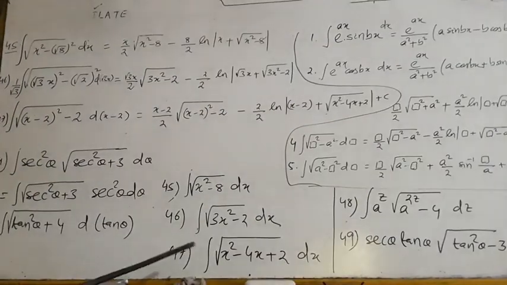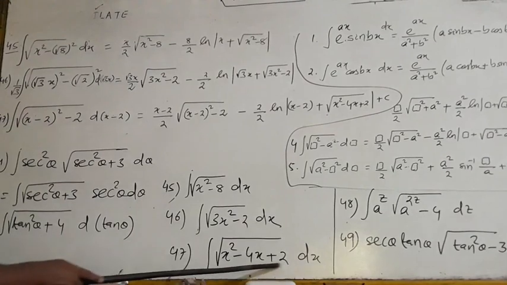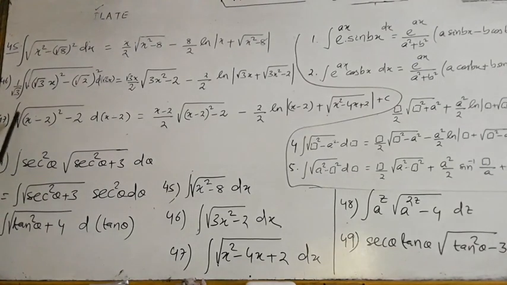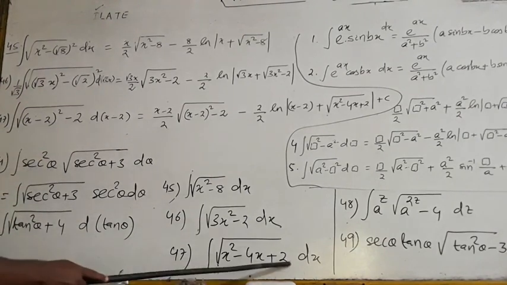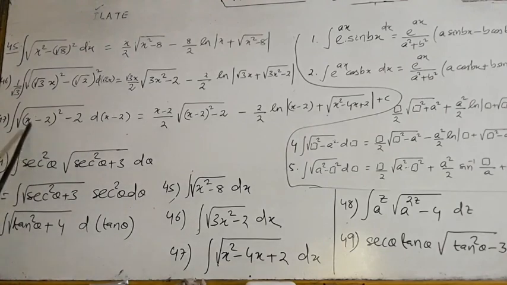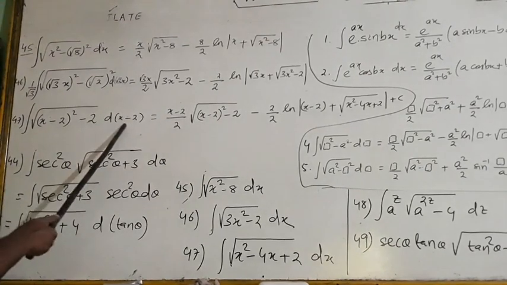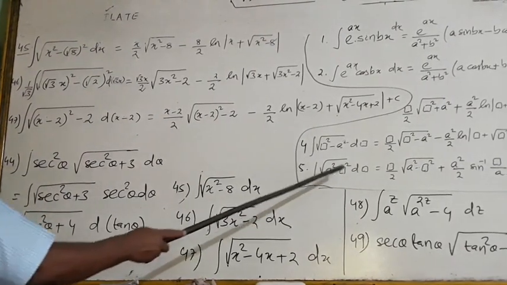Similarly, number 47, you have to make this part a complete square. It is x square minus 4x plus 2. So you have to write x minus 2 whole square. X minus 2 whole square is x square minus 4x plus 4. But here it is 2, so you have to subtract 2. And you have to write this dx as the derivative of x minus 2. Then apply the formula.